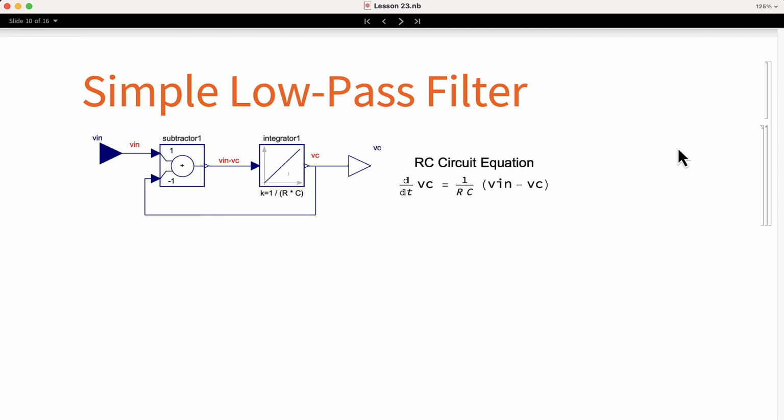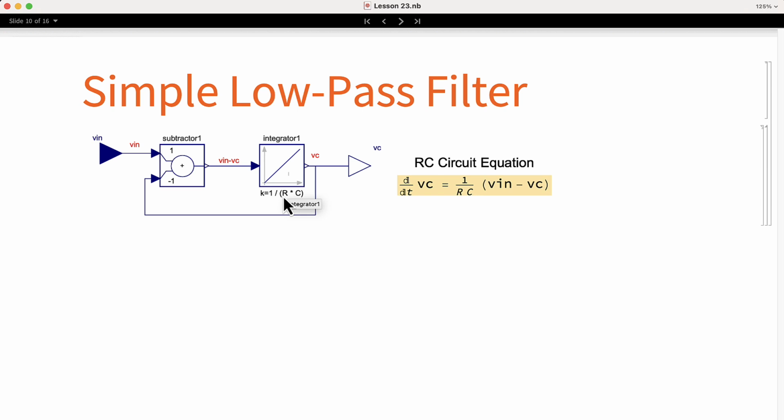In the previous lesson, we determined that the differential equation that describes the behavior of the RC circuit is the following. The derivative of the voltage in the capacitor is the difference of the input voltage minus the capacitor voltage, scaled by a factor of 1 over RC. In the diagram, we can see how we could implement this. We only need 2 blocks, a subtractor and an integrator.